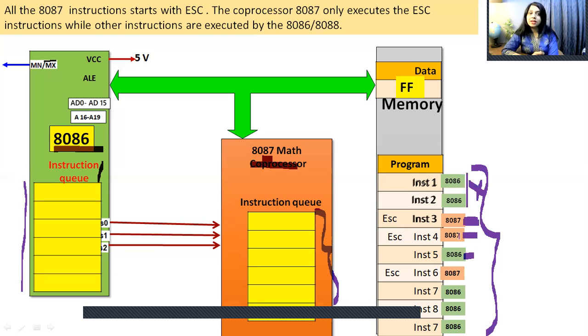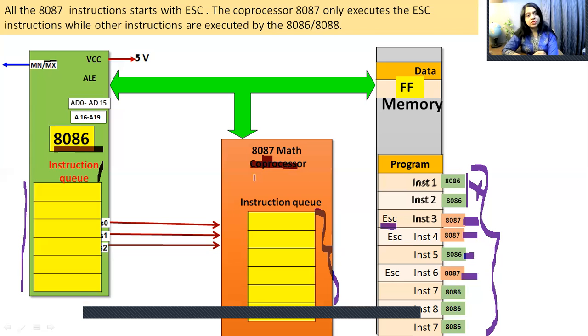wherein it doesn't need the instructions of 8087. In between, again, suppose it wants to calculate sine, so it will use an instruction of 8087, because there is no instruction with 8086 for calculation of sine. So a program always consists of a combination of instructions of 86 and 87. Now how to differentiate 86 and 87 instructions? An 87 instruction always starts with the escape code, that is 11011, which is a 5-bit code.